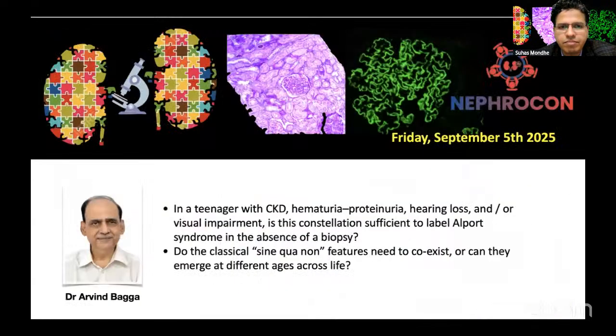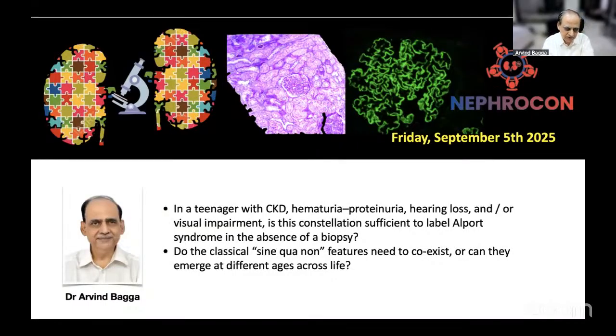The first question, sir: in a teenager with chronic kidney disease having proteinuria and hematuria, some of them mention hearing loss with or without visual impairment. In this scenario, is it sufficient to label Alport syndrome? We don't have a biopsy or genetic testing yet, but everything else matches the description. Is it too obvious to consider, or should we still need histopathology or genetic testing to call it? I think it's a very valid question.